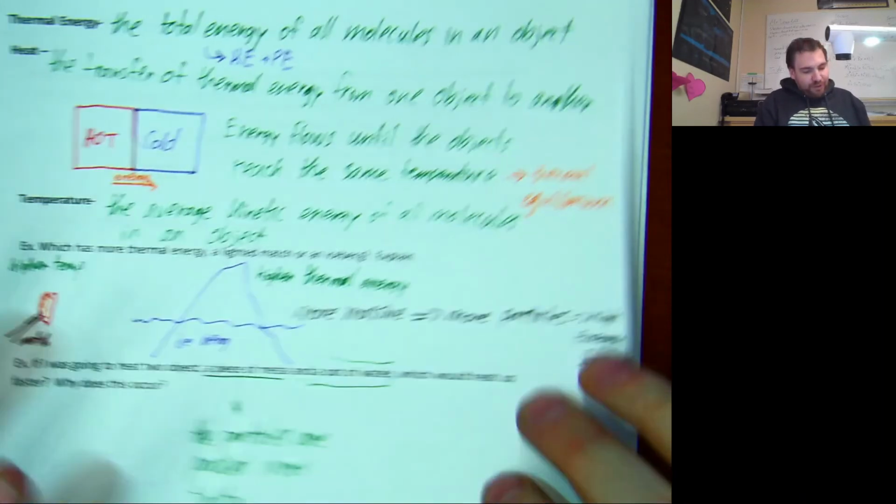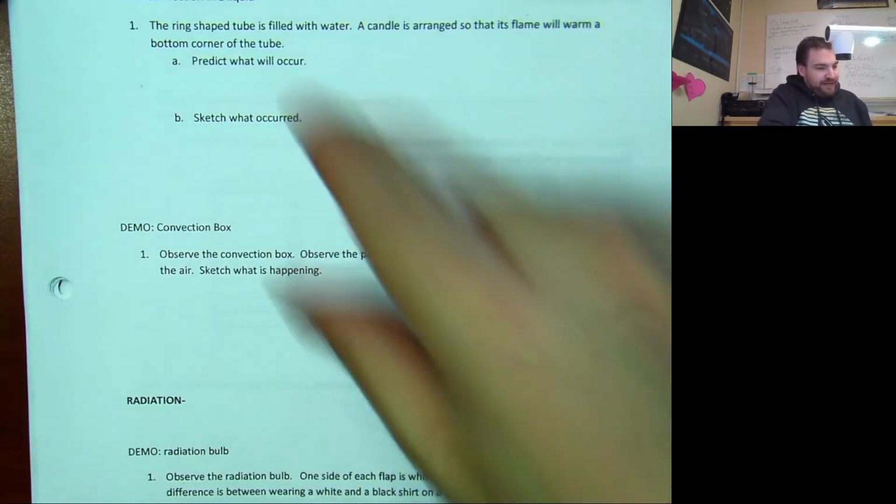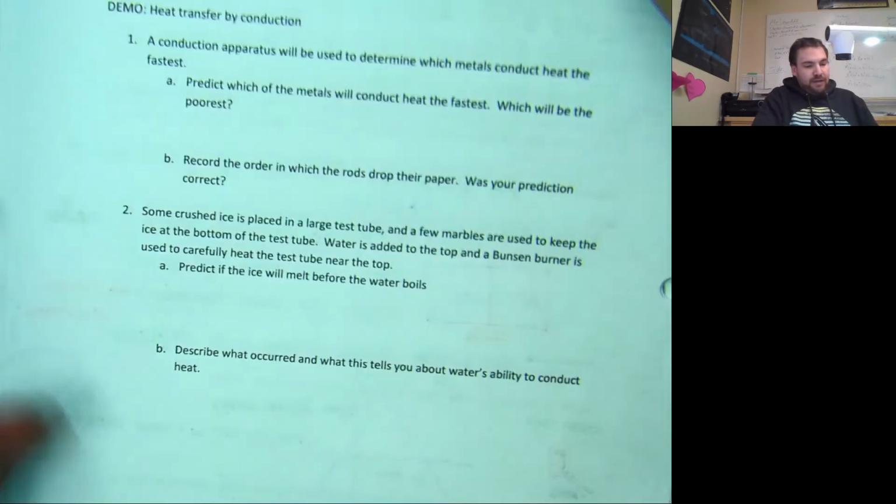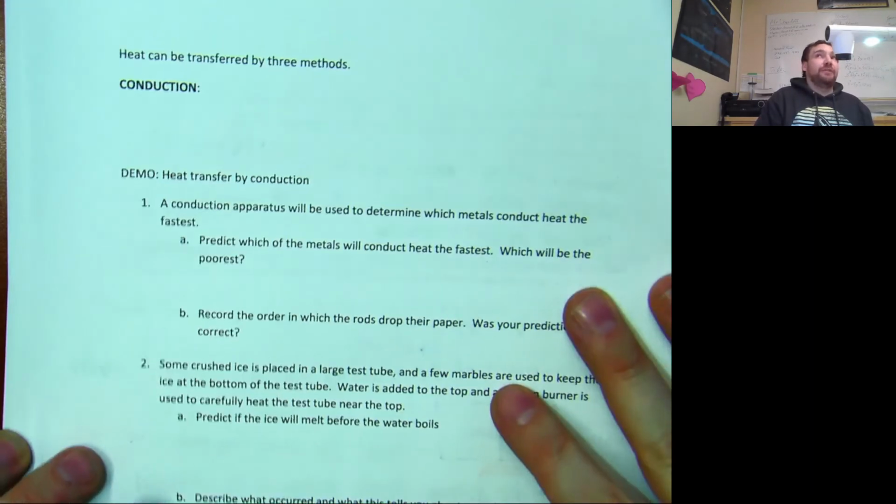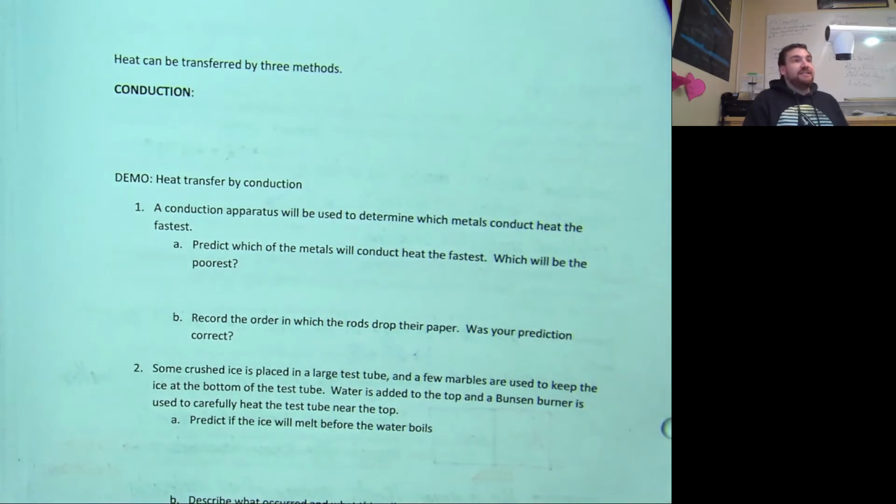So, what we're going to do now is talk about a bunch of different ways that heat is transferred. It says here that these are a bunch of demos, but we're not going to do them as demos. We're going to actually get you guys to do a bunch of these.